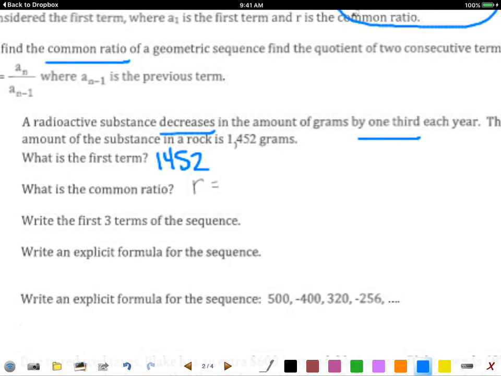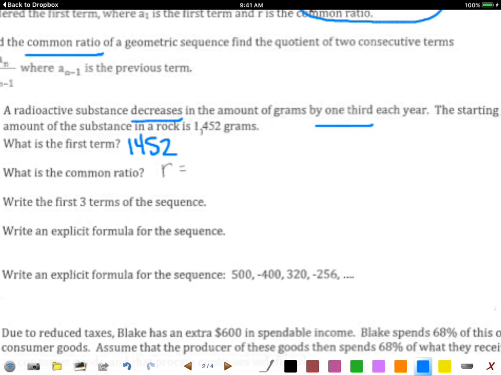Now, we know that it is decreasing each year by 1/3, right? So that means the amount of radioactive material that's still in the rock after a year is 1/3 less, okay? Well, for this whole situation, we have to write what is the common ratio. Like, what are we multiplying by in order to figure out how much radioactive material would still be in the rock the next year? Well, if it's going down by 1/3, what would you really be multiplying by if you're trying to figure out how much is still in the rock? Anybody?